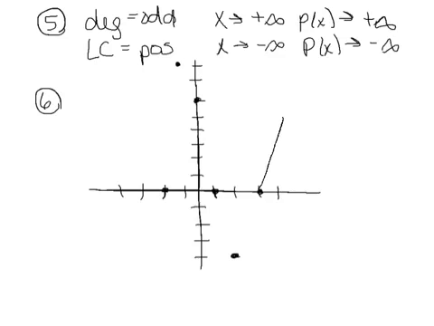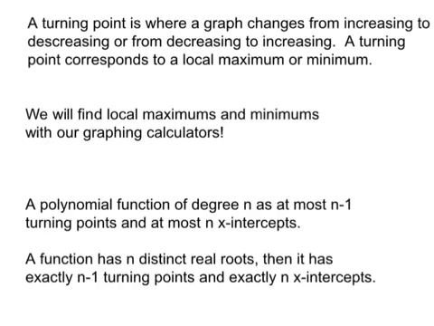As x is going positive, p of x is going positive, so we're going somewhere like this. And as x is going negative, p of x is going negative. So we're going like this. I should have put an arrow there. Now we're going to try to connect the points in between. Alright, one more thing to do.